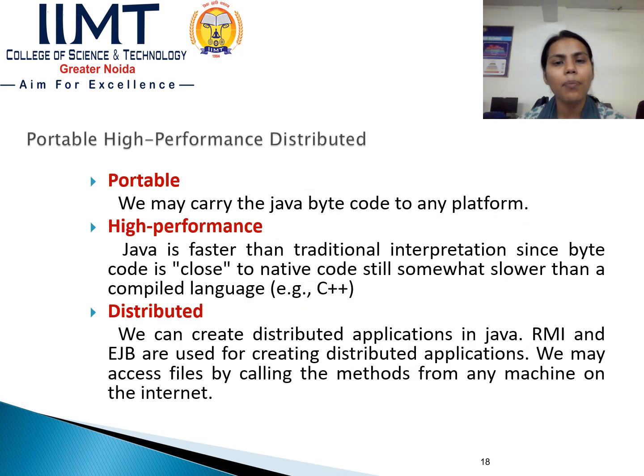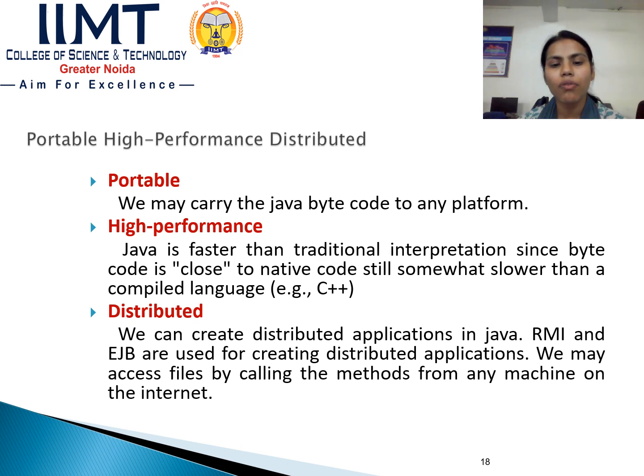Now, portable, high performance, distributed. Portable: we may carry the Java bytecode to any platform. High performance: Java is faster than traditional interpretation since bytecode is close to native code, but still somewhat slower than a compiled language, for example C++. Distributed: we can create distributed applications in Java. RMI and EJB are used for creating distributed applications.